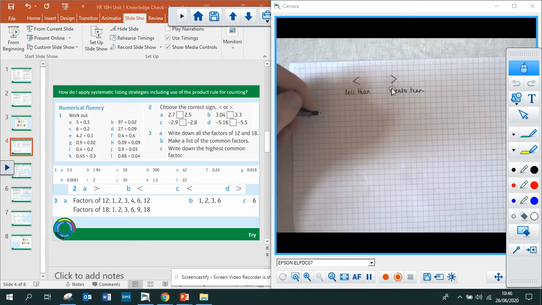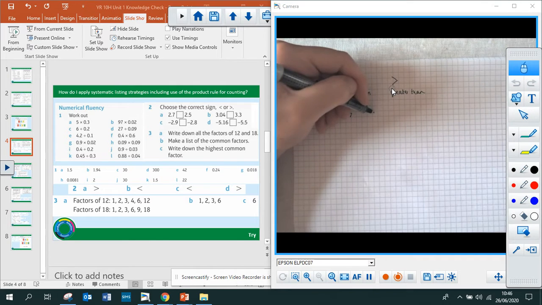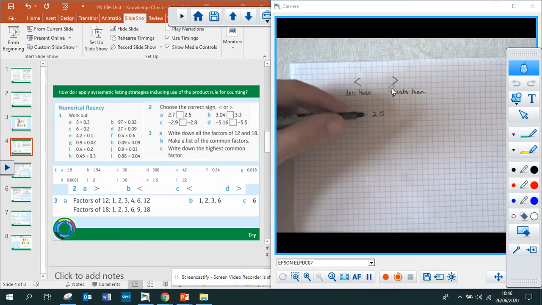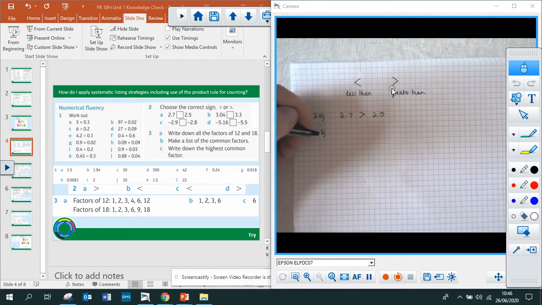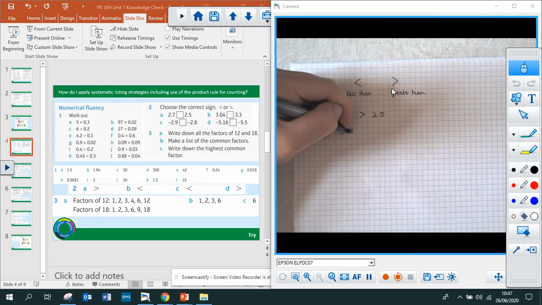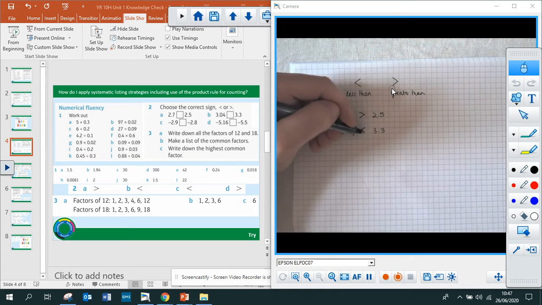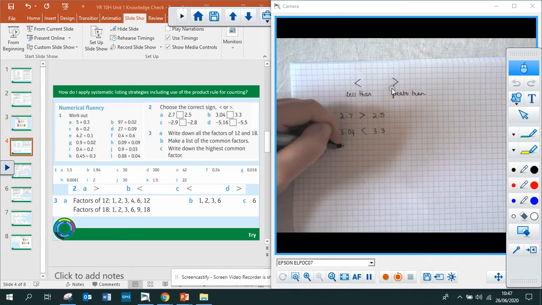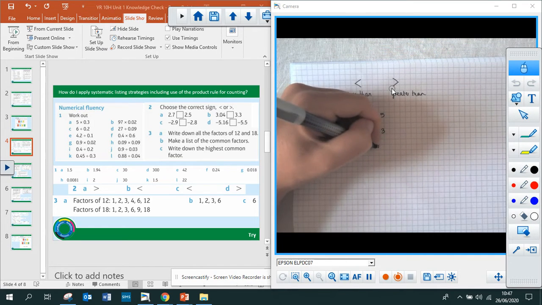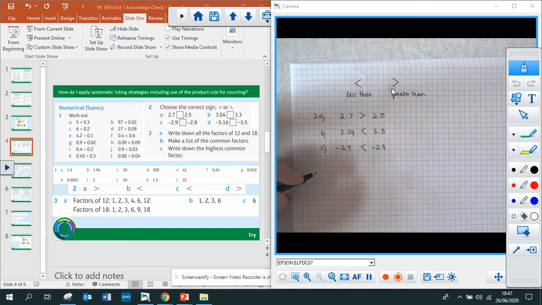Okay, so 2A. We have 2.7 and 2.5. Well, 2.7 is greater than 2.5, so you need the greater than sign. For B, we had 3.04 and 3.3. Well, 3.04 is less than 3.3, so you needed the less than sign. C, we have minus 2.9 and minus 2.8. Well, minus 2.9 is less than minus 2.8, so we need a less than sign.